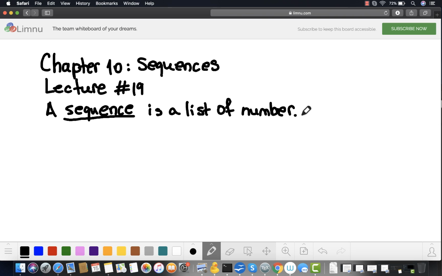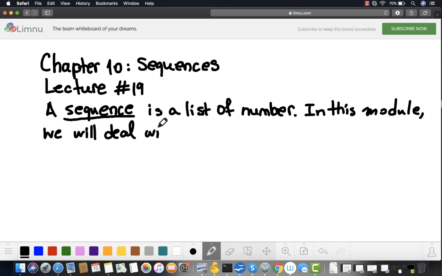In this module, our sequences will be infinite. So we'll be dealing with infinite sequences only. Because later on, we'll talk about convergence of sequences and divergence of sequences and things like this, which only make sense for infinite sequences. So let me start by giving examples of sequences.